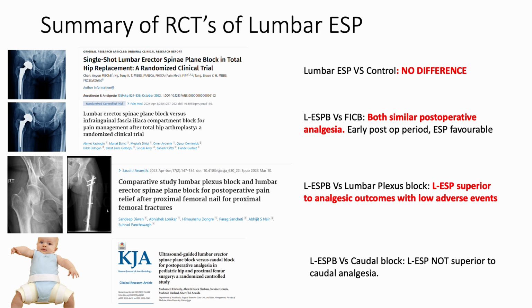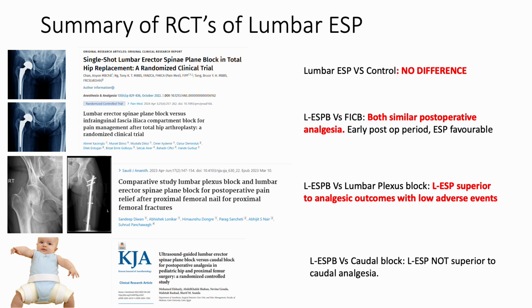In the second trial, lumbar ESP block was compared with infrainguinal fascia iliaca block for pain management after total hip replacements. Lumbar ESP block and fascia iliaca block both provided similar postoperative analgesia. In the early postoperative period, erector spinae block provided favorable pain scores.